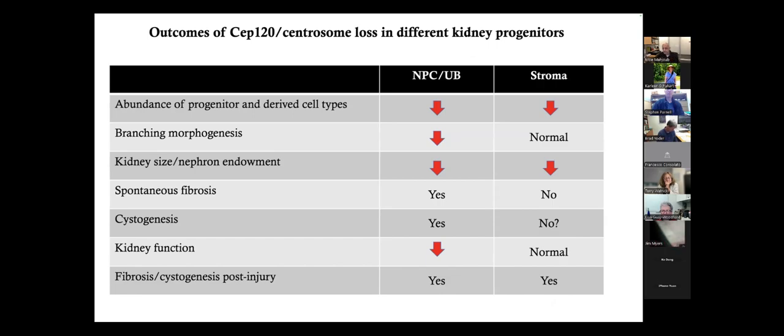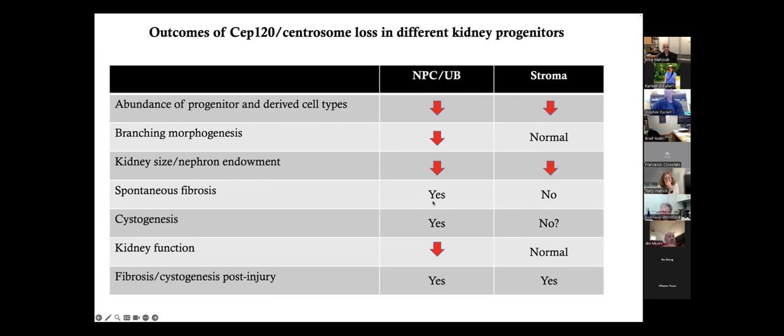So to put the two stories together and give you a summary of our general phenotyping so far, and which populations of progenitors with a mutation in this centrosome gene category have a problem. If you look at abundance of progenitor and derived cell types, if you knock them out in the nephron progenitor, the UB, or the stroma, you get reduction in those progenitor populations in both. For branching morphogenesis, we saw a defect when we knocked it out in the nephron or UB progenitors, but it was normal in the stroma. Kidney size and nephron endowment was very affected here, only slightly affected in the stroma.